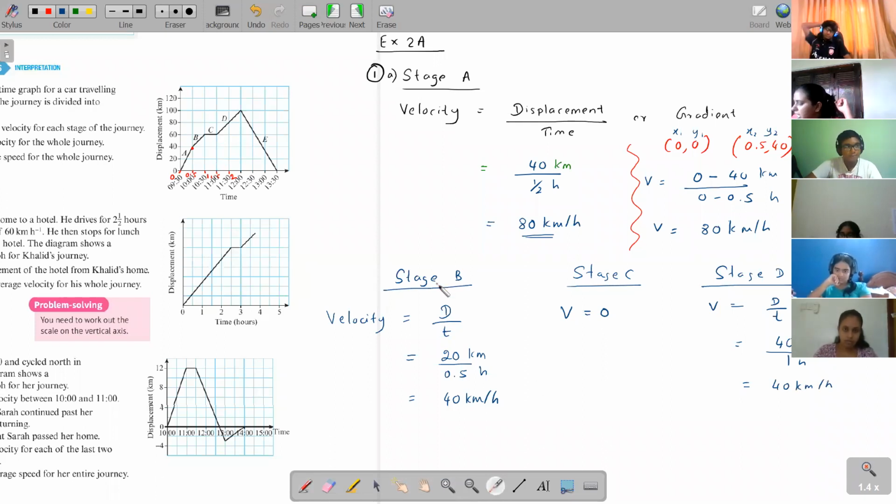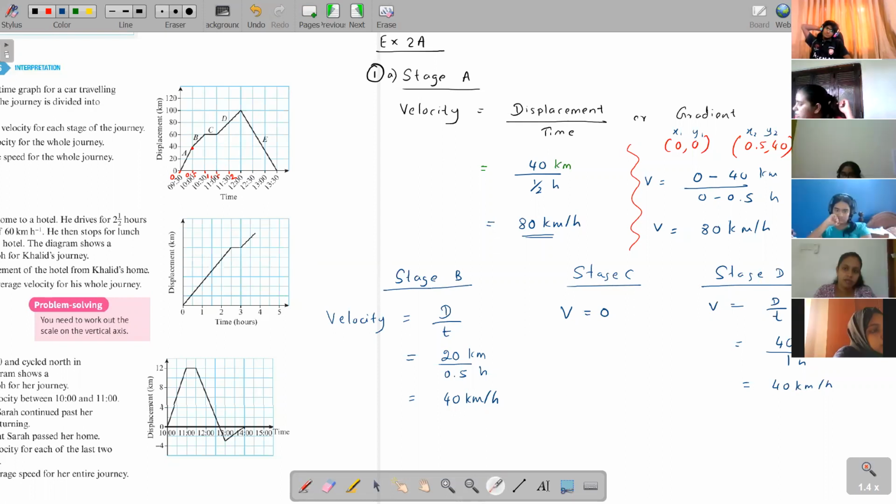So actually you can see stage B and stage D are having the same velocity. Just showing you. If the velocities are the same, you know what it means, right? The gradients are the same. It means obviously these two lines are parallel. Just showing you something extra. It's not necessary here. I'm just showing you that if the gradients are the same, then those two parts are parallel. That's not required here.